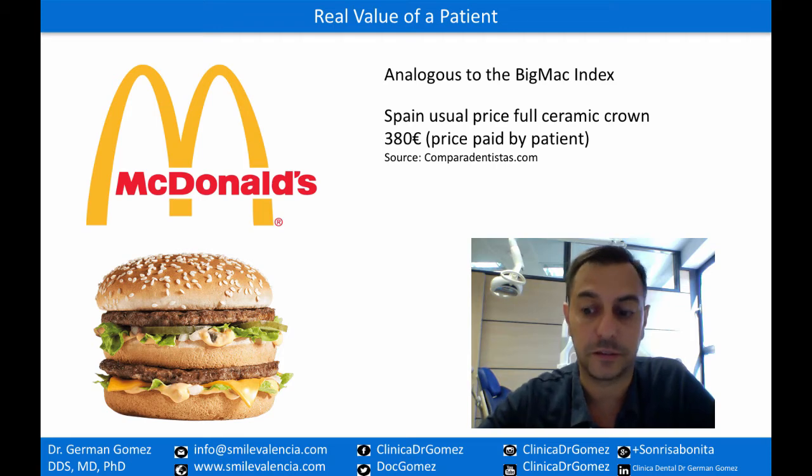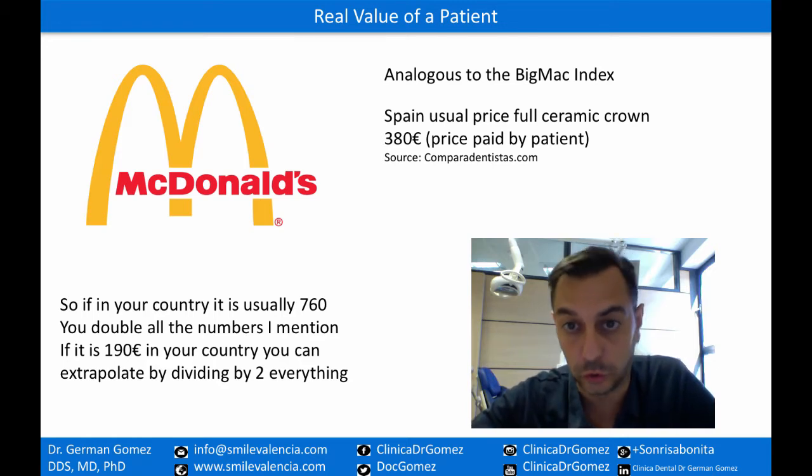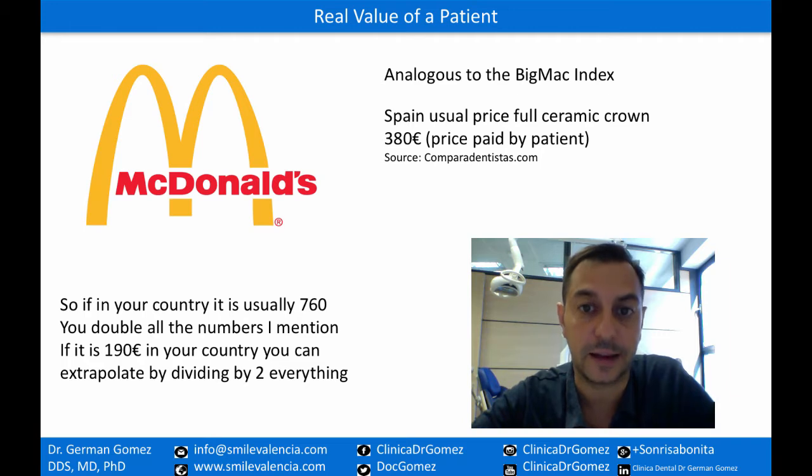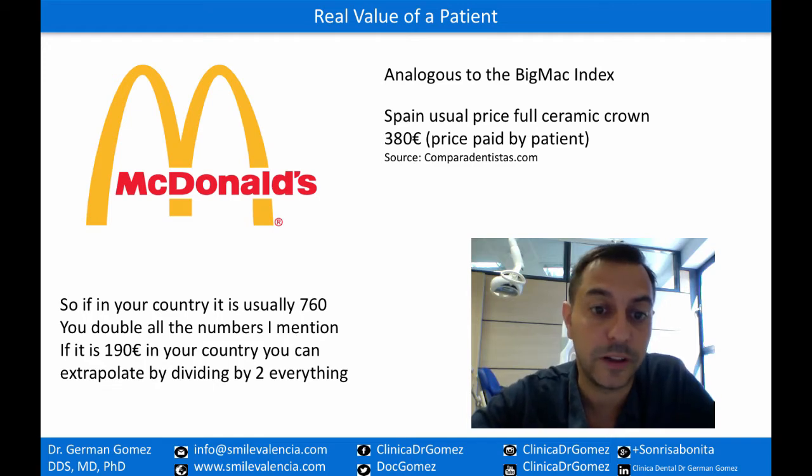So based on this, if in your country you usually charge 760 euros for a full ceramic crown, then you just double the numbers that I said. Or if the patient only pays 190 euros in your country for a full ceramic crown, then you just halve the numbers that I will expose. You divide them by 2.